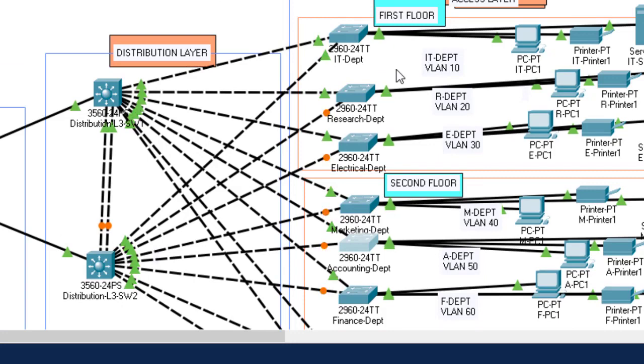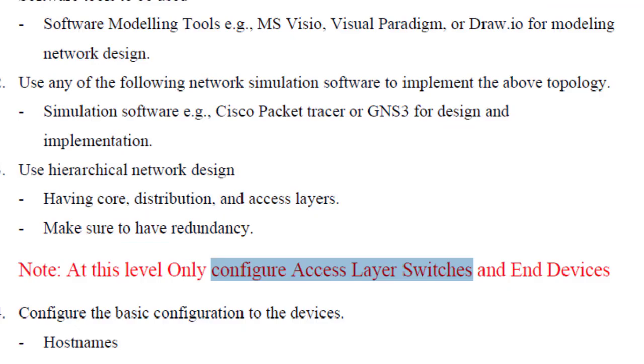VTP is a very important protocol that saves time. You can configure multiple VLANs in one switch, and those VLANs will be replicated or automatically copied to all other switches. You must specify that one switch is the VTP server switch and the remaining ones are VTP client switches, using the same VTP domain name. In our case, we used Gurutech.